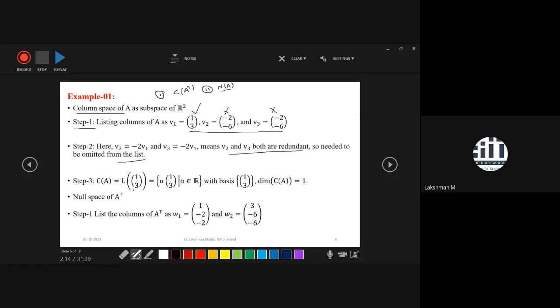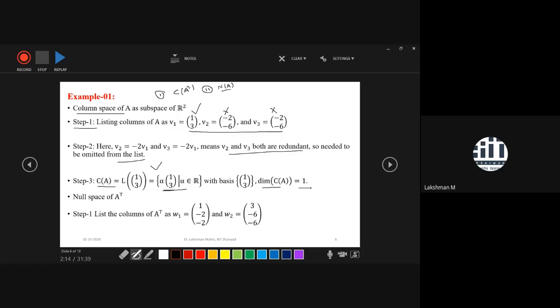All possible linear combinations of (1, 3) means a linear combination of a single vector. If you are taking a linear combination of a single vector, what do you get? You get a line passing through the origin with the direction of the same vector V1, that means (1, 3). So you are getting a line in the 2D plane with direction (1, 3), passing through the origin. So this is the column space of A. And the basis of that column space of A would contain a single vector (1, 3). As there is only one vector in the basis, the dimension of the column space of A is 1.